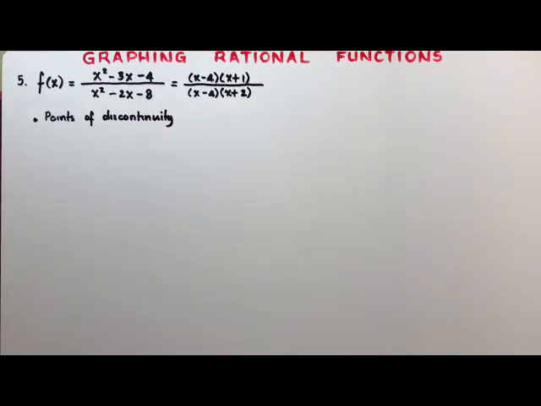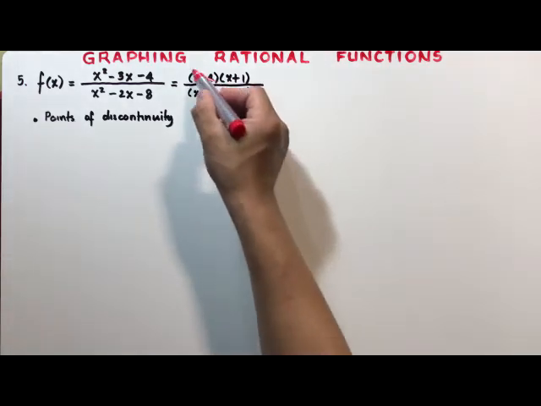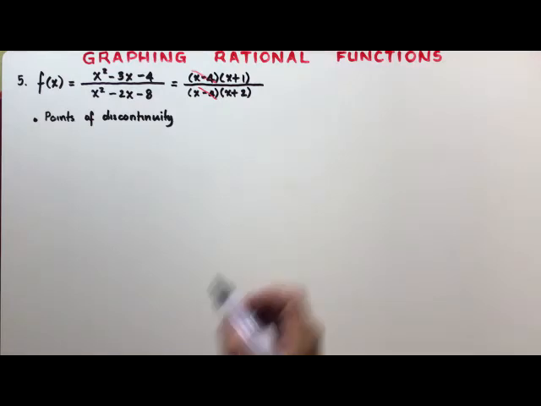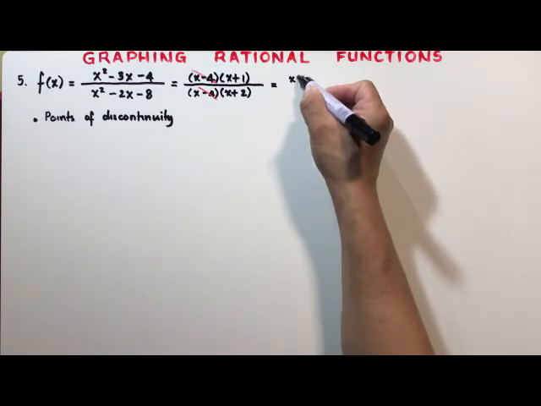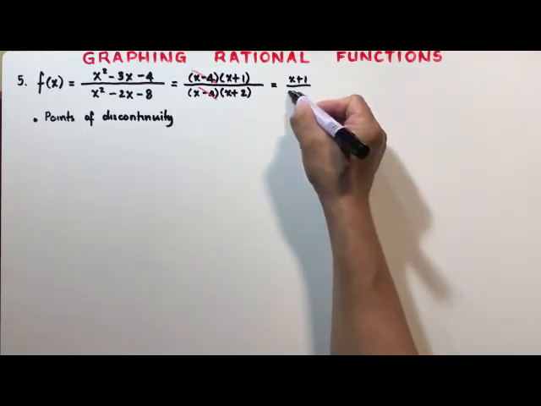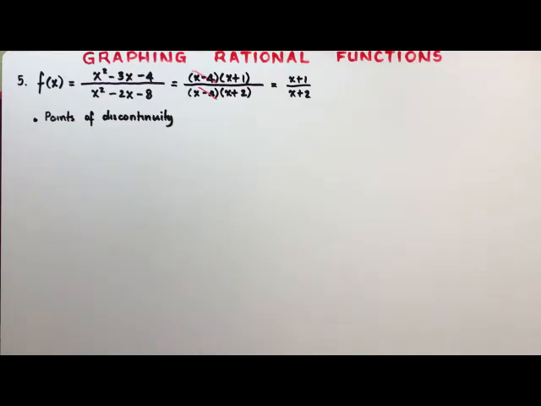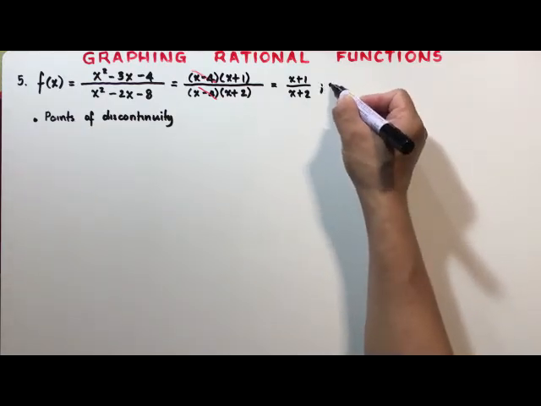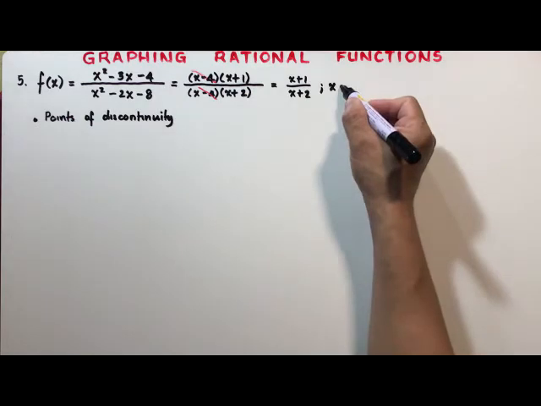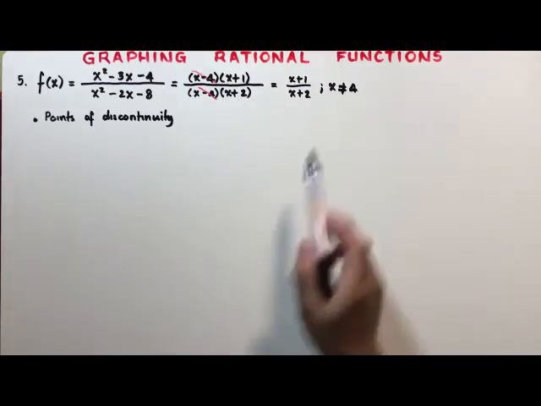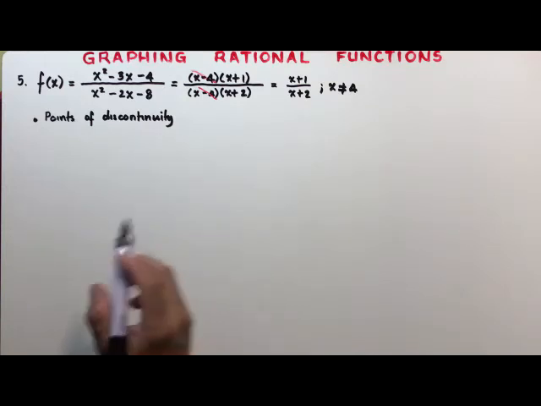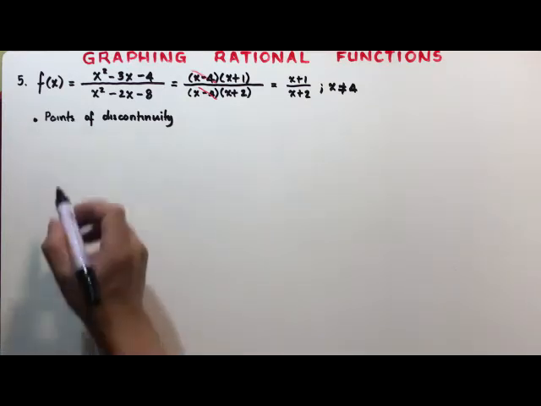And you see that there is a common factor between the two, which is this x minus 4. So you can cancel these two. So the reduced form of this function is x plus 1 over x plus 2. But there is a point of discontinuity because we canceled this factor, and that is when x is equal to 4. So here, the function must not be having x that is equal to 4. The point of discontinuity occurs when x is equal to 4.